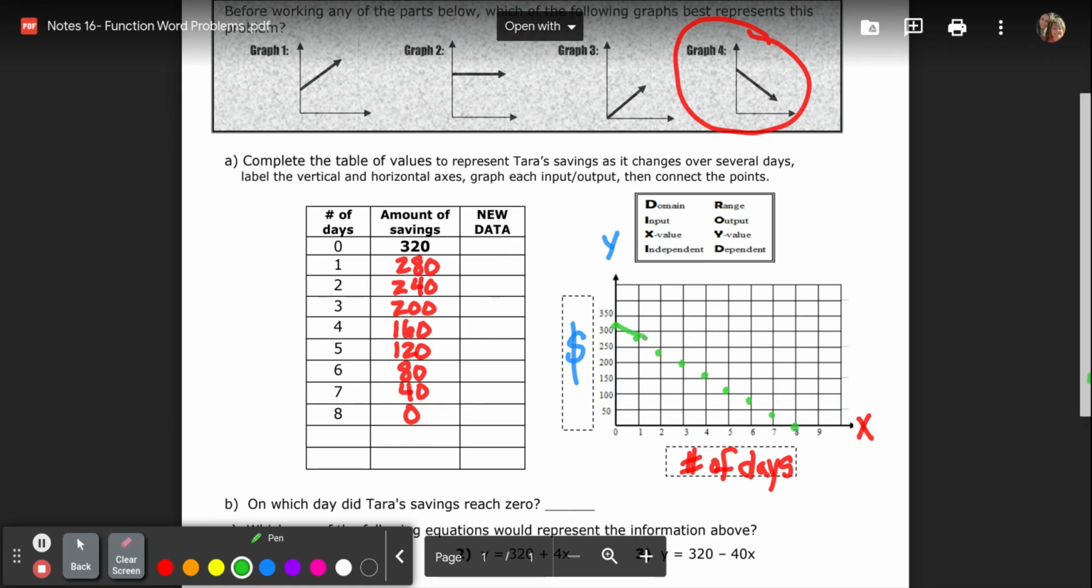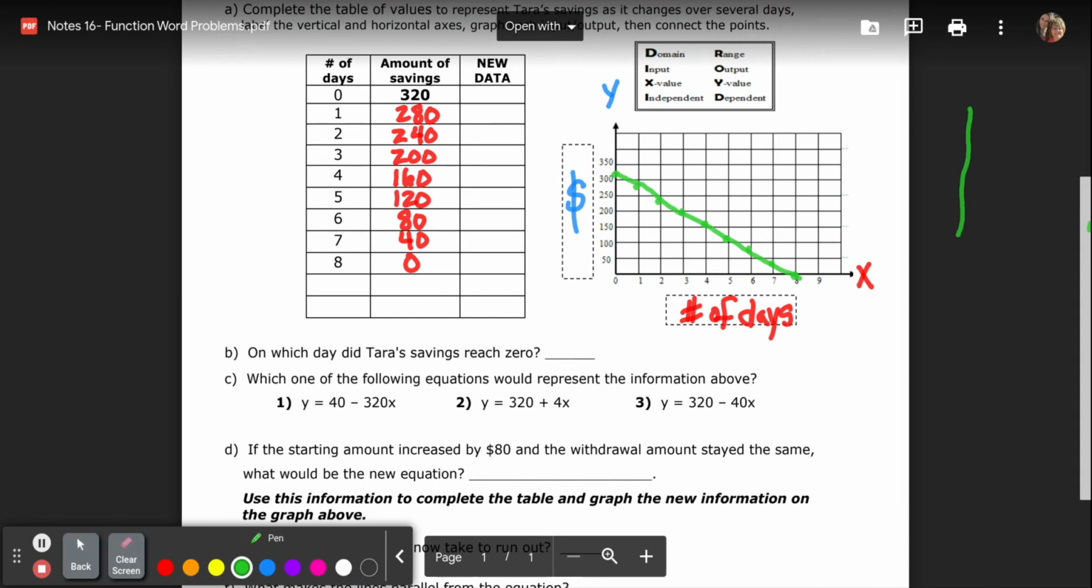So this is what it looks like. So basically, after 8 days of taking $40 out, she has no money left. Poor Tara, she spends a lot. All right, the next thing on letter B, it says, on which day did Tara's savings reach 0? Well, that was on day 8. And which one of the following equations would represent the information above? Well, we already kind of talked about that. So that would be problem 3.